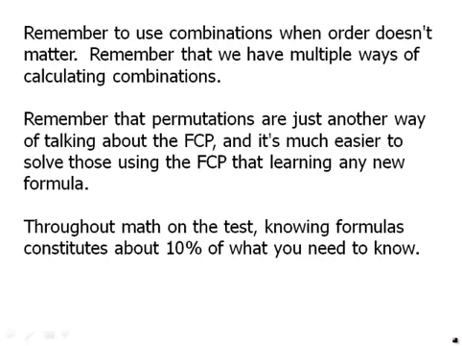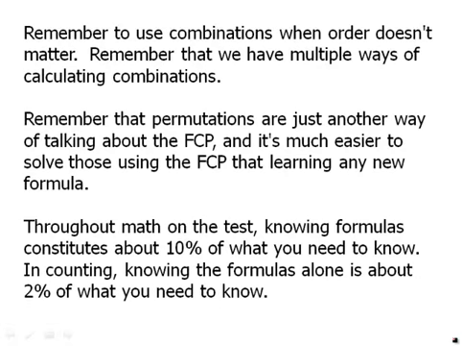In general, throughout all math on the test, knowing formulas is not a big part of what you need to know. In fact, knowing formulas constitutes probably about 10% of what you actually need to know to be successful on the test. In counting problems, in combinatorics, knowing the formulas alone is about 2% of what you need to know. In other words, if you know the counting formulas and that's all you know, you know almost nothing. You need to know things like the fundamental counting principle, counting with restrictions, what if there are repetitions, all the things that we've talked about in this module. These are more important than memorizing formulas.